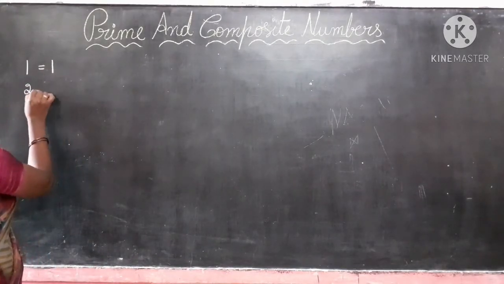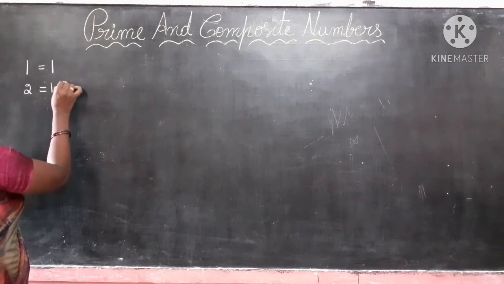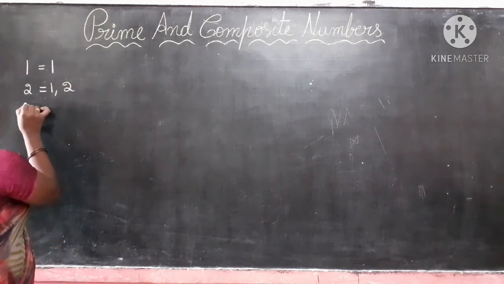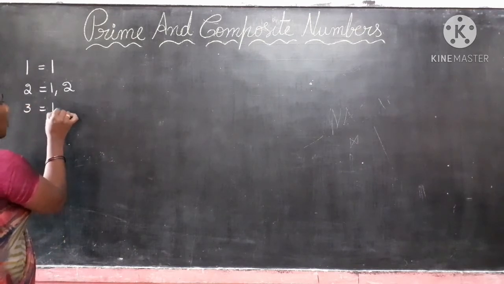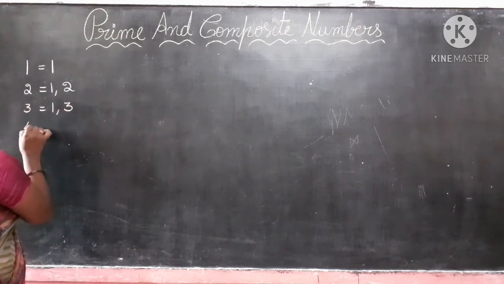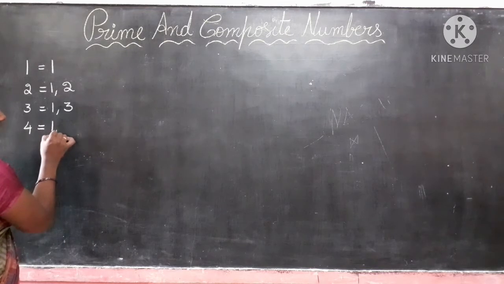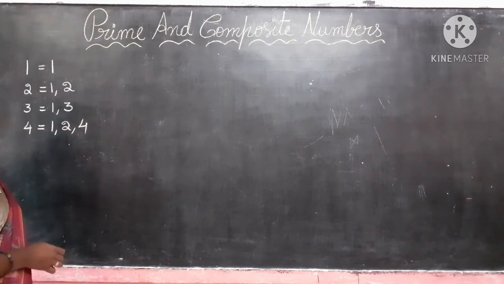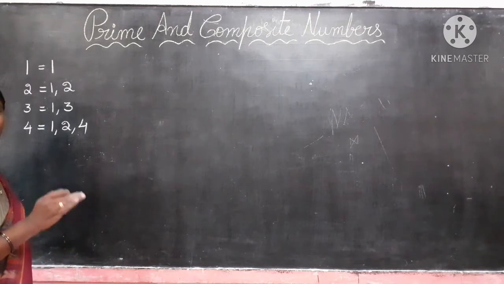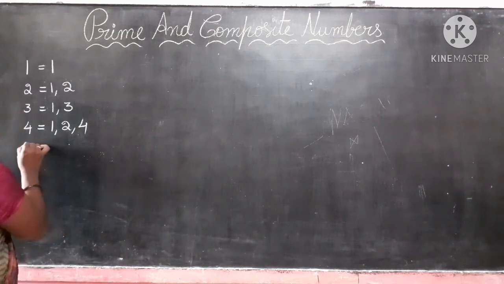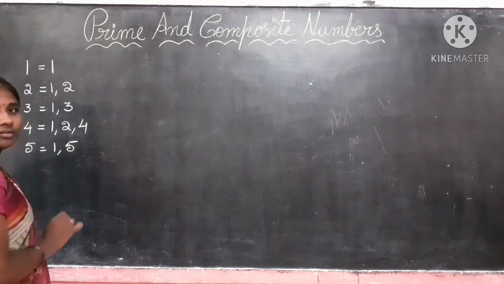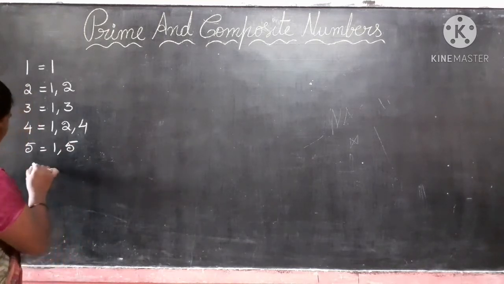Next, I am writing the factors for 2. 1, 2. 2 will come in one table and two tables. So, 2. 3. What are the factors for 3? 1, 3. Factors for 4. 1 table, 2 table, 4 table. 4 will come in one table, 2 table, 4 table. 5. 1 table, 5 table. 5 will come in one table, 5 table.